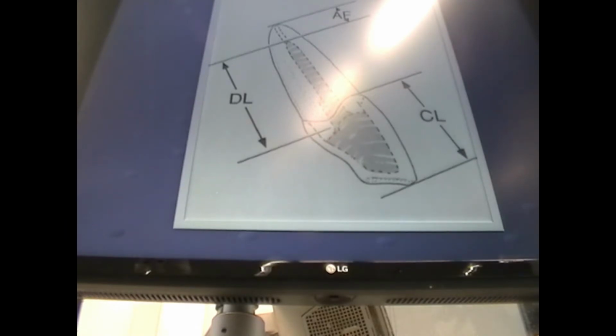Okay. Illustration with the crown length as well as the root length. And AF, apical foramen, that's the apical seal you would want to maintain about 4 millimeters. You see the extent of the post that leaves the apical foramen area intact and filled with gutta percha.